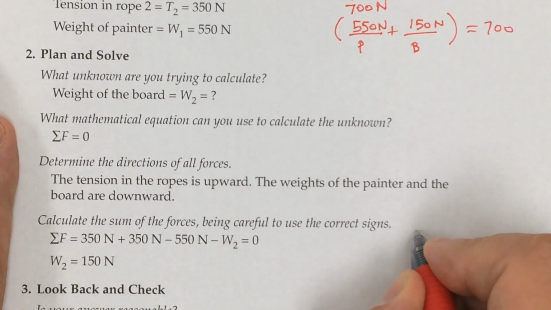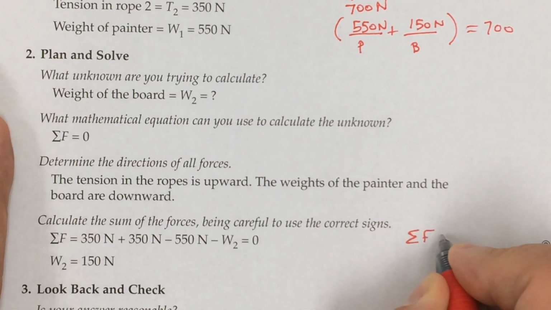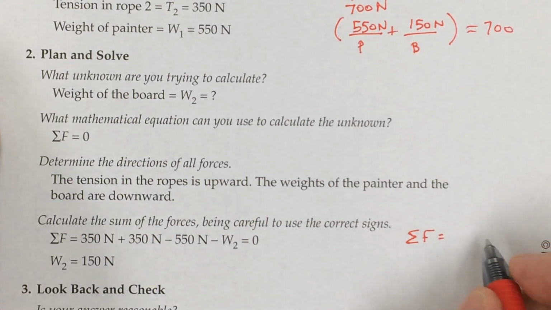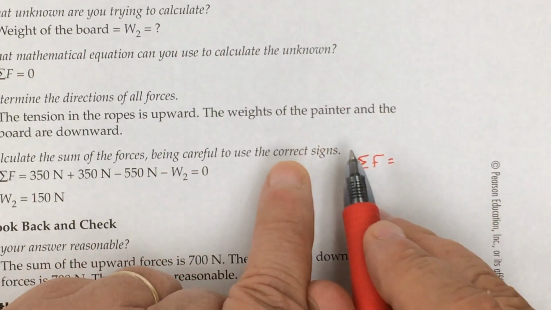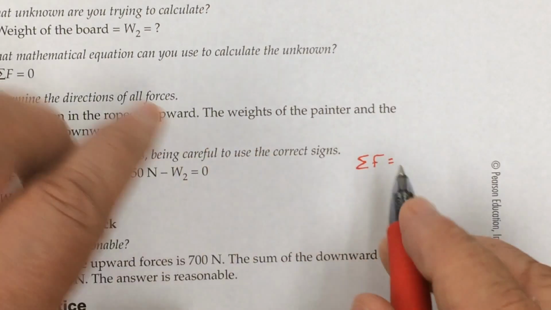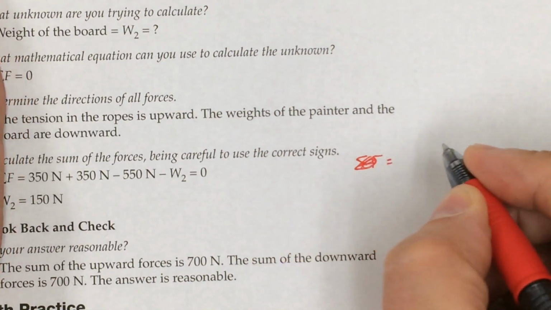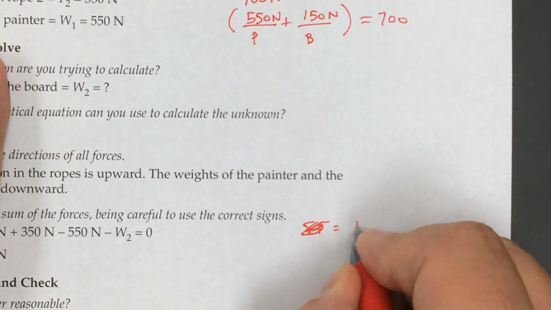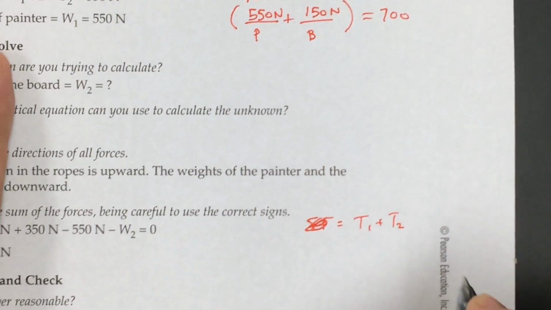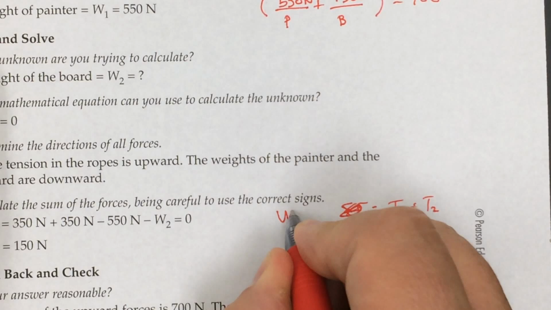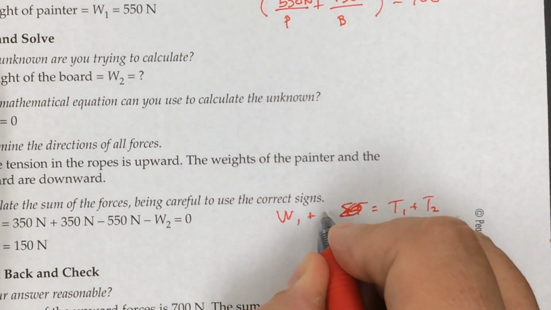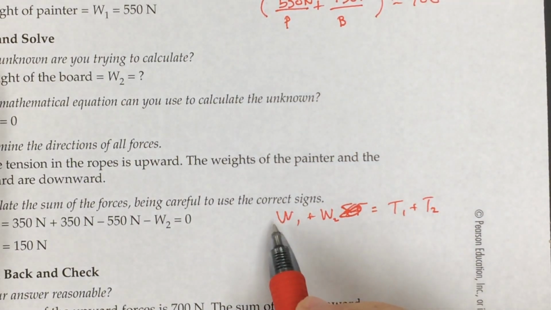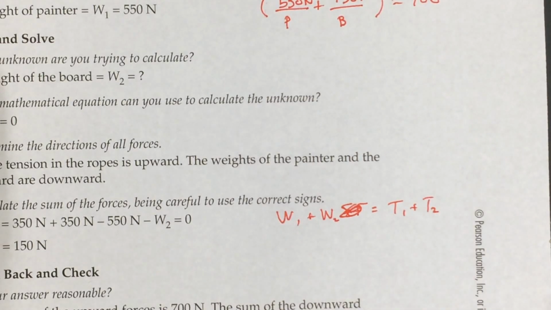And so you're going to say the sum of the forces are going to be, okay, you can do it one way or the other. You could put all the upward forces on one side and all the downward forces on the other side because they're equal. I kind of like to do that. So let's do all the upward forces. Upward forces is T1 plus T2. The downward forces are the weight of the painter, W1, and the weight of the board, W2. And these are equal to each other. W1 plus W2 equals T1 plus T2.